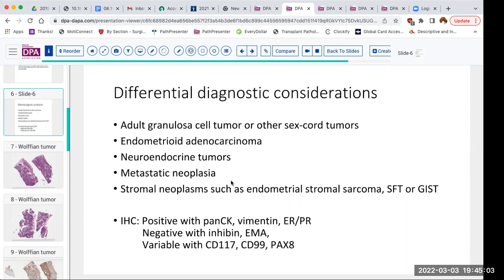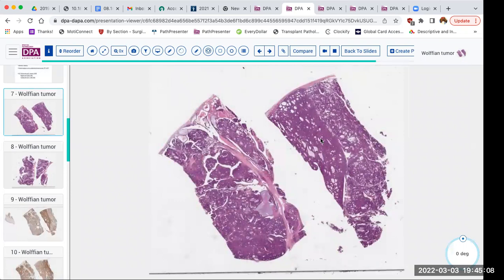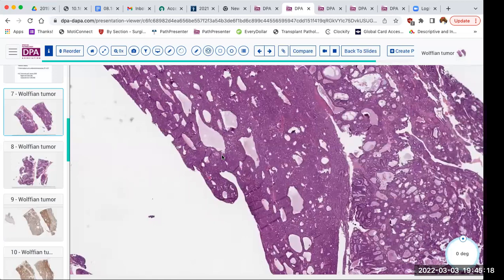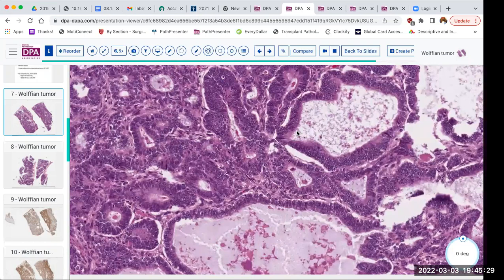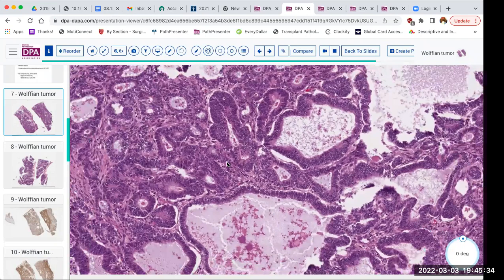So here's another case that I had recently. And in this case, you can see there's a mixture of solid and some follicular or cystic components. We had this case on frozen section. And because it had this very nice glandular component here, nice epithelioid glandular appearances like this, I wondered at the time of frozen section if this might be an endometrioid carcinoma.